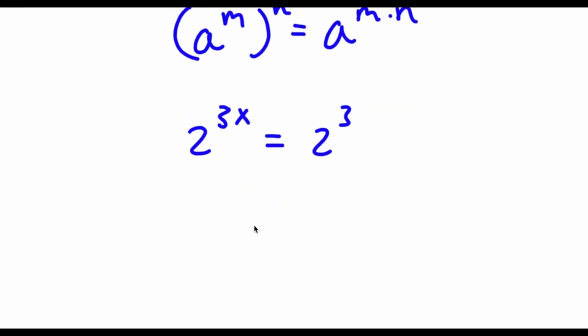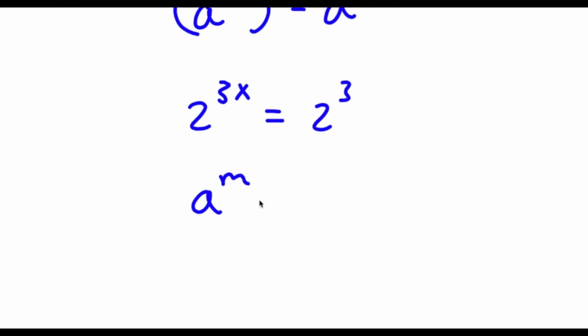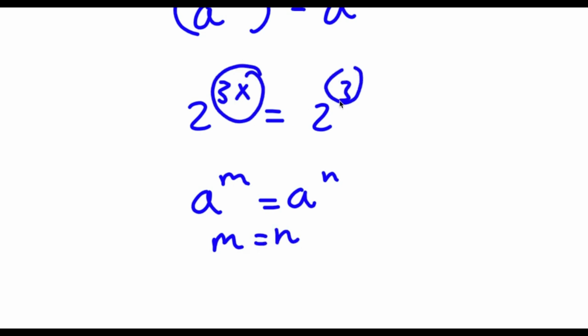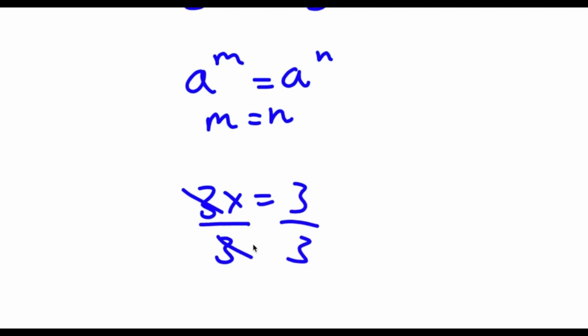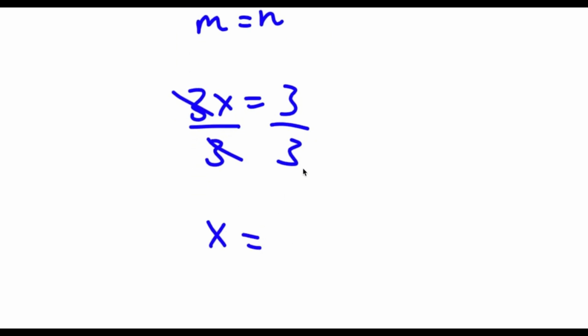power of 3. Now, if I have something in the form a to the power of m is equal to a to the power of n, this means that m is equal to n. So in this case, 3x is equal to 3. So I have 3x is equal to 3. So to solve this, I'm going to divide both sides by 3. These two cancel out. Now I'm left with x is equal to 3 divided by 3, which is 1. So this is my answer.